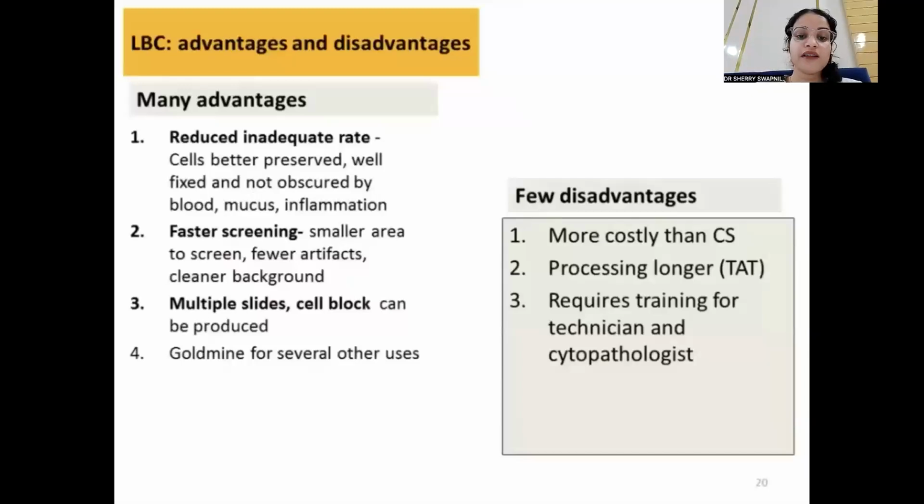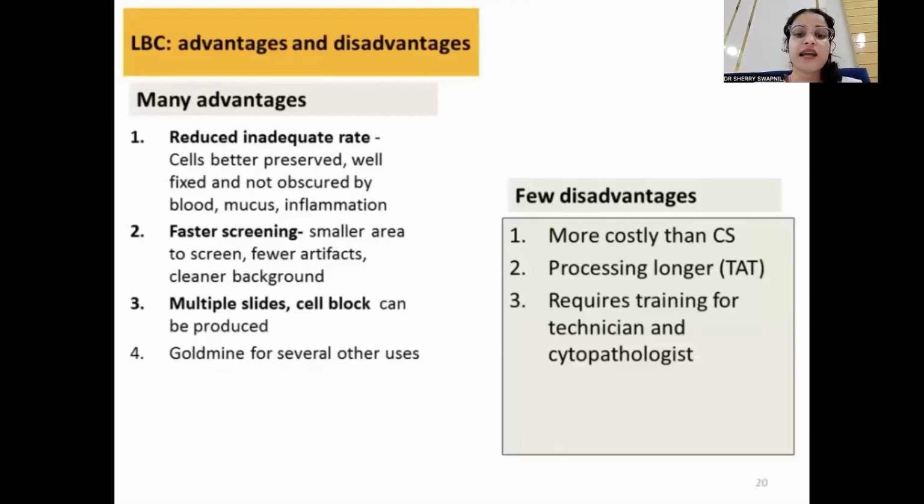So what are the advantages? I think we have discussed the advantages. And what are the disadvantages of LBC? First advantages, just to go through them: reduced inadequate rates, as cells are better preserved, well fixed and not obscured by blood, mucus and inflammation. Screening time is fast, because the area we have to screen is smaller with fewer artifacts and a clear background.